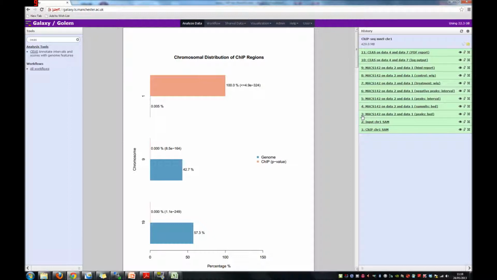When you run CEAS via the command line, you also get an Excel spreadsheet of all the RefSeq genes and where binding regions sit in relation to them. Unfortunately, at the moment this isn't available on our Galaxy instance, but it should be in the near future. This would then allow you to sort genes that contain binding regions, in particular gene regions that you're interested in, for example promoter regions, downstream regions, etc.